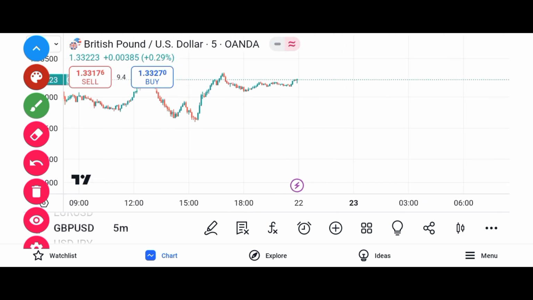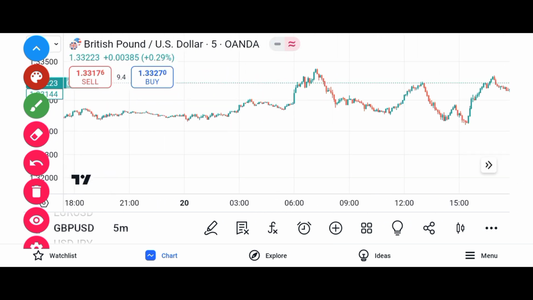So this is it, guys. This is for today's class. Just like I said, this is not my real trading strategy. It's just a scalping strategy. Okay, this is just to scalp and make quick money and leave.